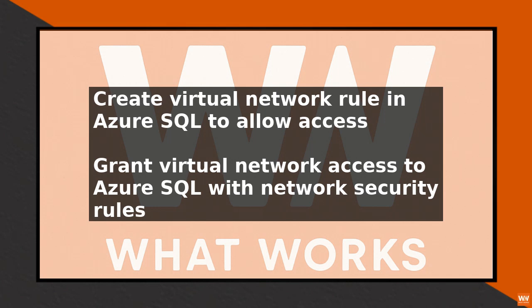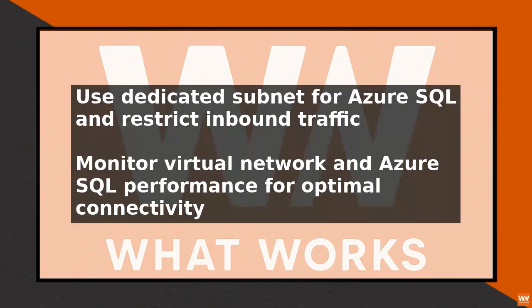Best practices include using a dedicated subnet for Azure SQL, restricting inbound traffic to necessary ports, and regularly reviewing network security group rules. Additionally, use Azure SQL firewall rules to further restrict access to specific IP addresses or ranges. Monitor your virtual network and Azure SQL performance, adjusting configurations as needed to maintain optimal connectivity and security.